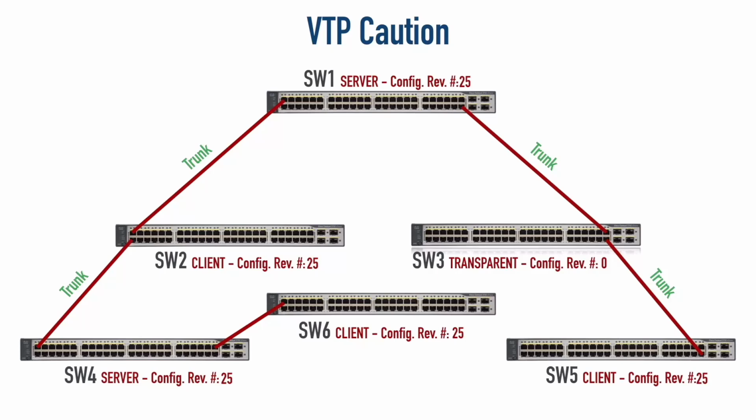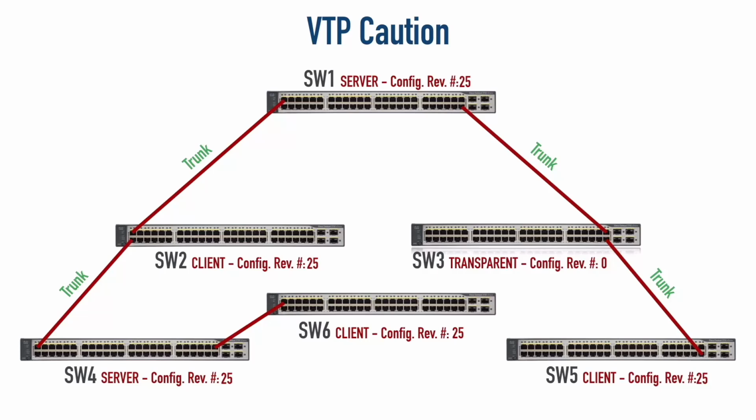So how do we avoid falling into that trap? Well, it's not enough just to have a switch in client mode, because that does not reset the configuration revision number. It's not even enough to delete your VLAN database. There's a file in the flash of your switch called vlan.dat. Even if you delete that, that doesn't get rid of your configuration revision number.